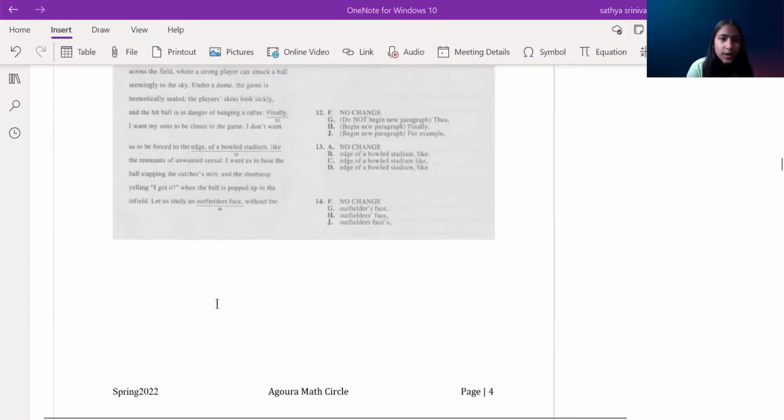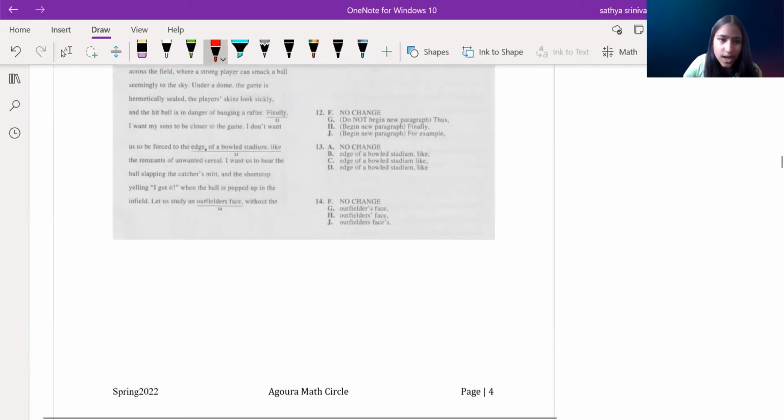So 13 is a grammar question. It's saying, I don't want us to be forced to the edge of a bold stadium, like the remnants of unwanted cereal. So which one would be the correct option? Well, it's clear that A is not the right answer. This is like a comma cutout and we can remove it, but actually we need this, right? This is necessary information. So A is not going to be the right answer in this case.